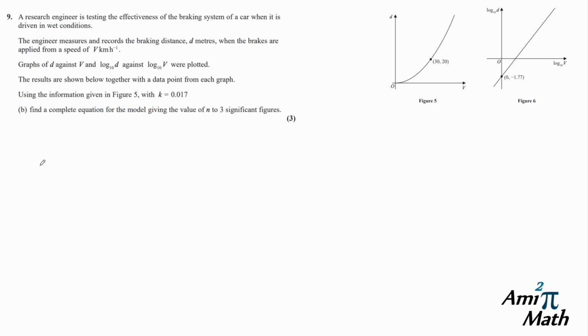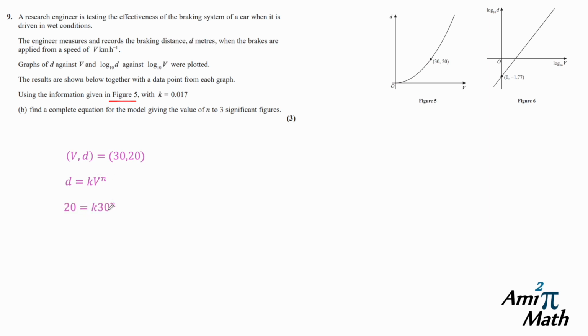Find a complete equation for the model, giving your value of n to 3 significant figures. So now we're going to use figure 5 to help us work it out, using the information given in figure 5 with k equals 0.017. We've got this point here. It's nicely given us a coordinate, which is 30 and 20. So V and D is 30 and 20. This is V and this is D, which is 20. And D equals k V to the power of n. That was your equation for the model in the last question.